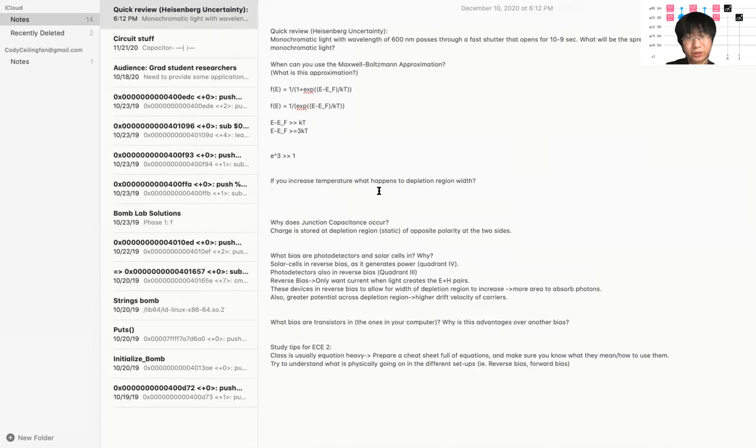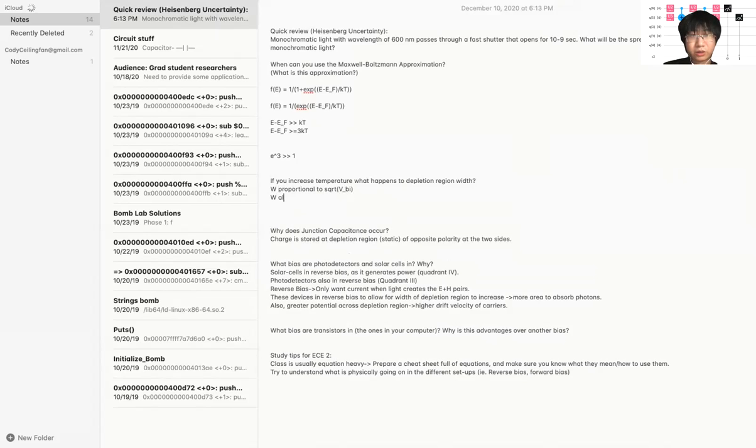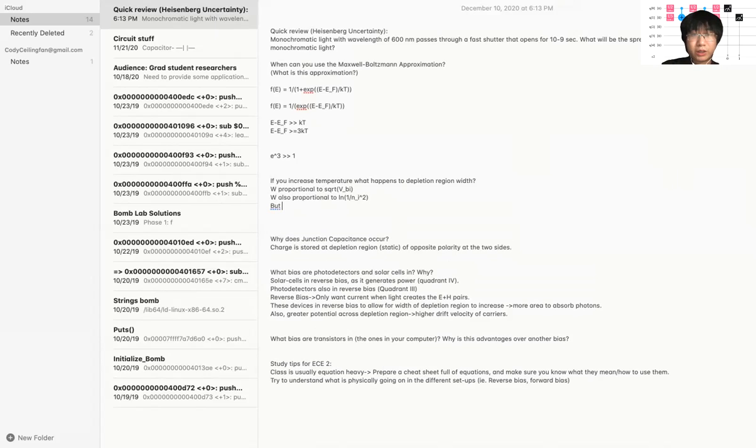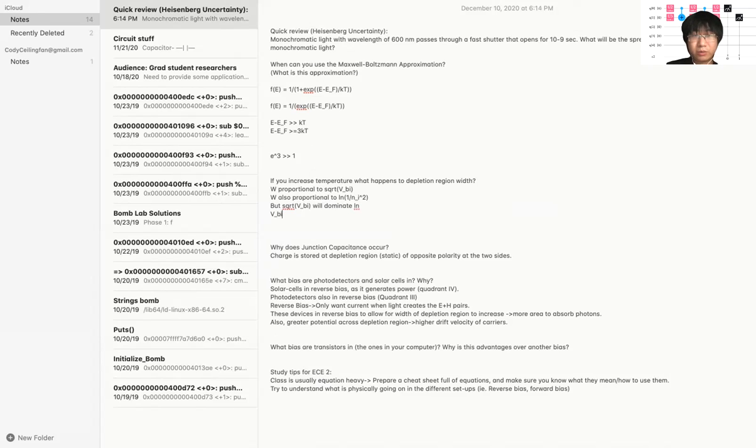Yes, that's true. So we know that the width is proportional to the square root of the built-in voltage, and it's also proportional to the natural log of 1 over ni squared, but VBI will dominate the natural log. And then VBI is, yeah, that's right.